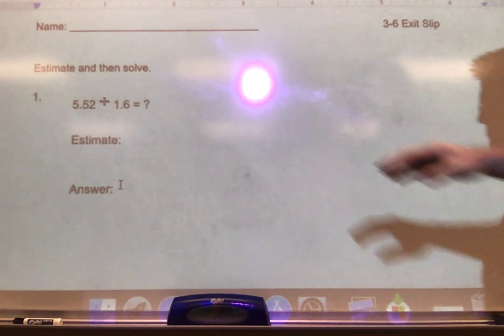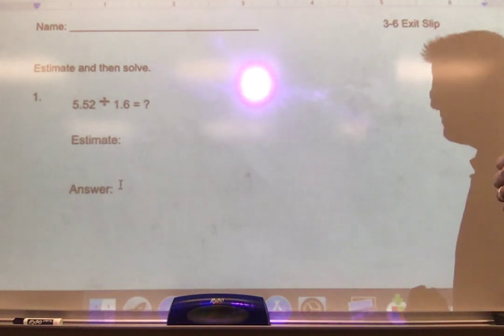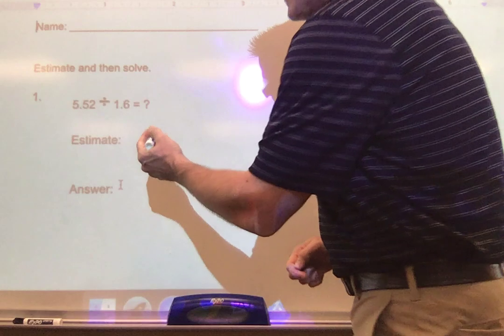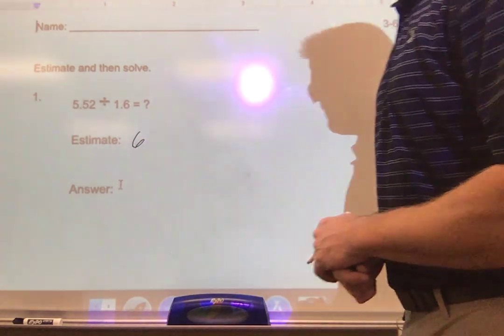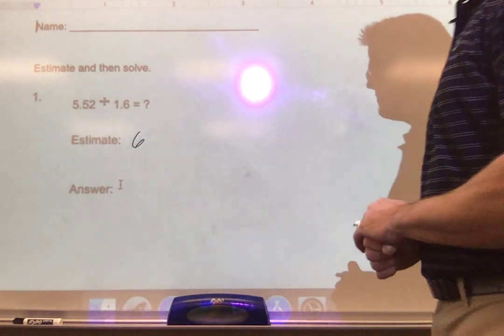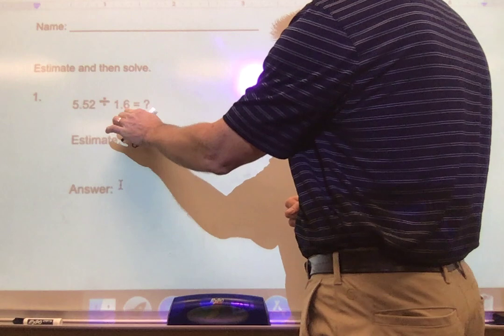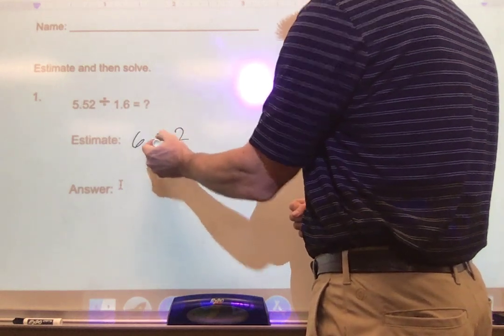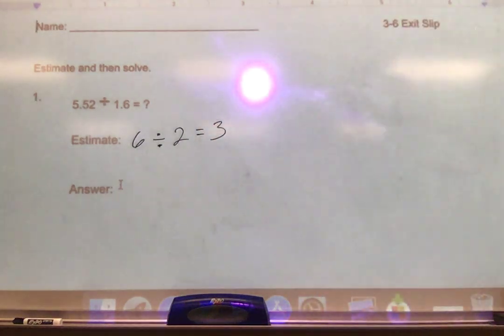So for the first one here, we've got 5 and 52 hundredths divided by 1 and 6 tenths. If I'm going to estimate this, I can round this up to 6 if I'd like. We just got to get it close. You could round to 5.5, a little bit harder to make an estimate there, but it's really close to 5.5. I could say 6 divided by 1 and 6 tenths, and I can round that up to 2 if I'd like. And 6 divided by 2, I know my answer should be close to 3.